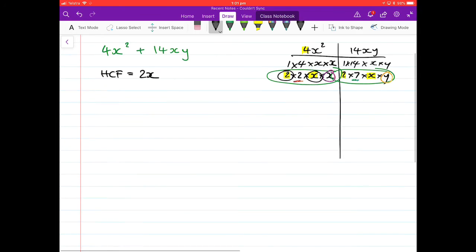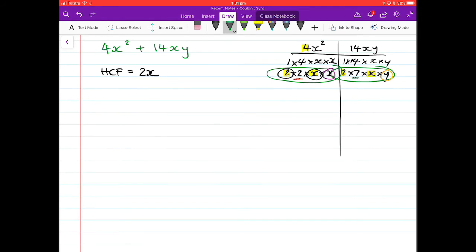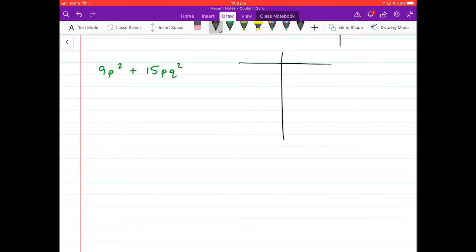Let's have another quick look at another example. And let's just go something like 9p squared plus 15pq squared. All right, so again, we're going to come over here. We're going to look at putting in a little table, 9p squared, 15pq squared.